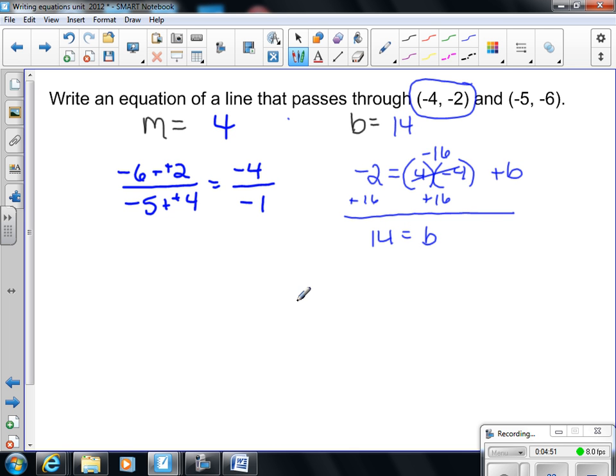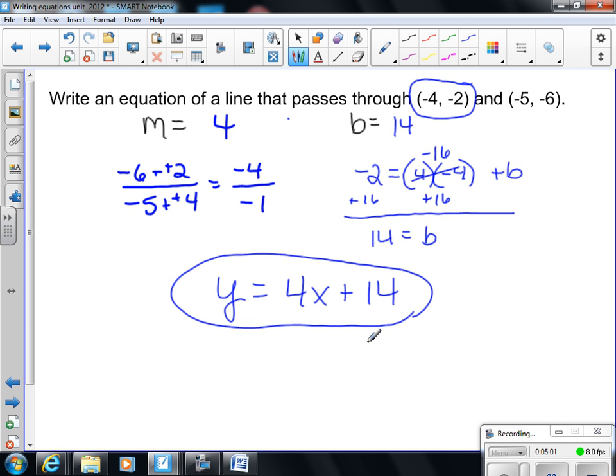All right, what's the next step? Write it in slope-intercept form. Y equals 4x plus 14. Final answer. Any questions?